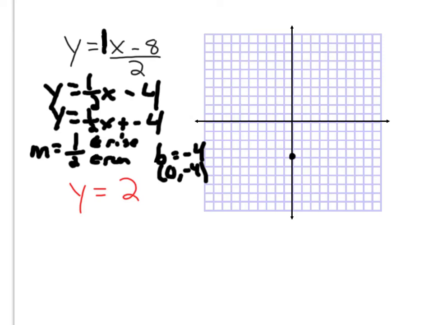Now I'm going to use my slope to figure out 2 more points on my line, so I'm going to have a total of 3 points on this graph. All I'm going to do is rise 1 and run 2. That's what my slope is telling me. So I'm going to go up 1 and over 2, and that should put me at a new point on my line. And then again, I'm going to find another point by rising 1 and going over 2. There's my third point.